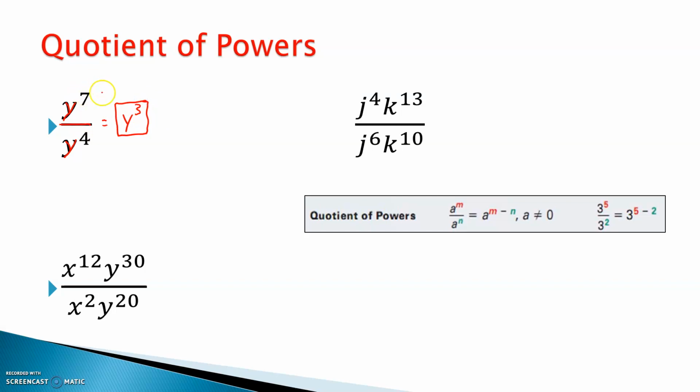Remember yesterday we expanded 7 y's and then 4 y's, and we crossed them off. You'd be left with just 3. So we say y to the third. All right, let me go on to the next one down here.